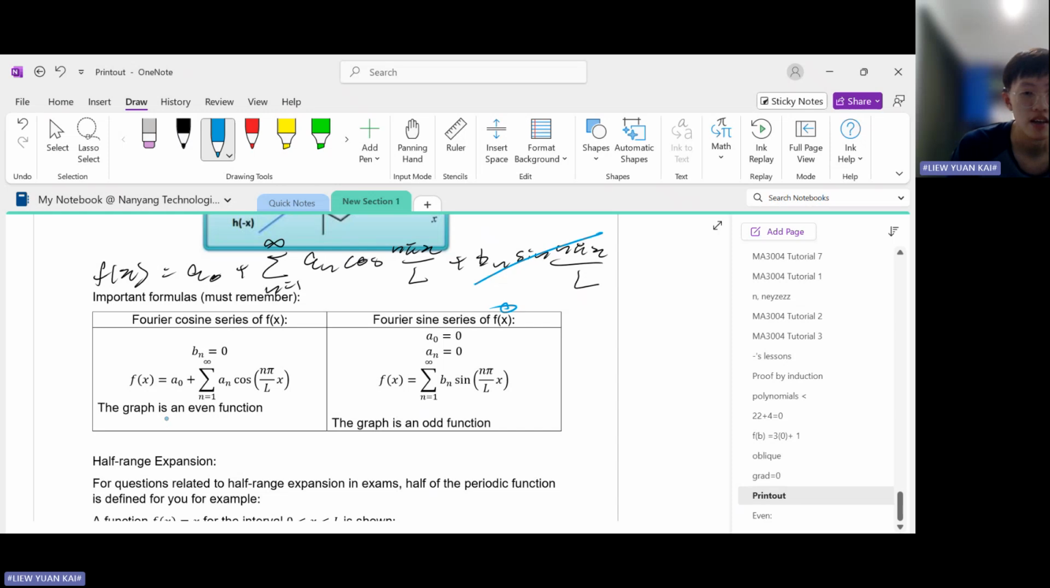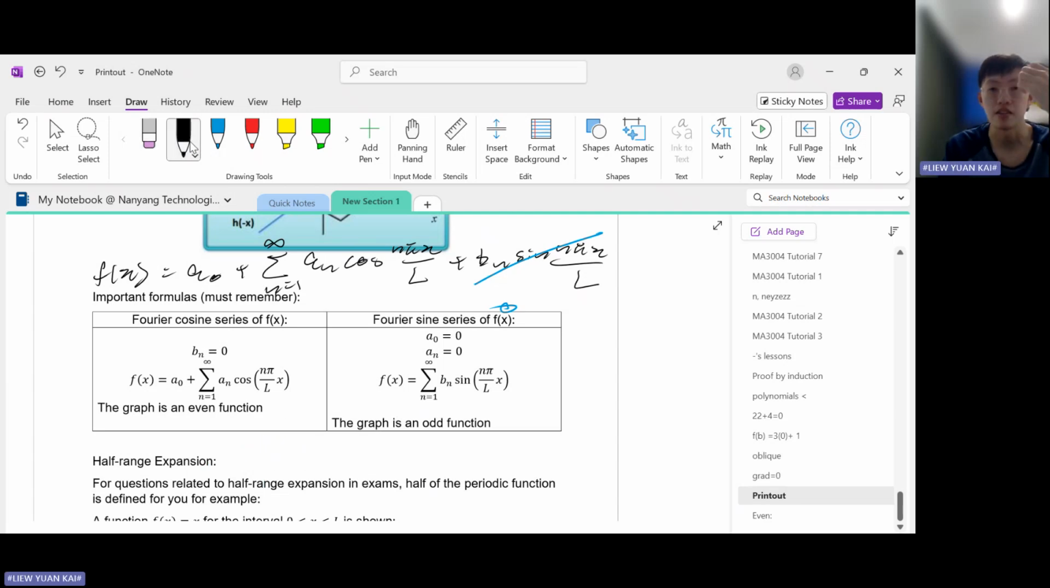So I'm not going to go through that. The graph of this is an even function. Namely, you should expect that this should be symmetrical about the y-axis. So let's just say, for example, half of it looks like this, then you should expect that the other half will be something like that, just as an example.